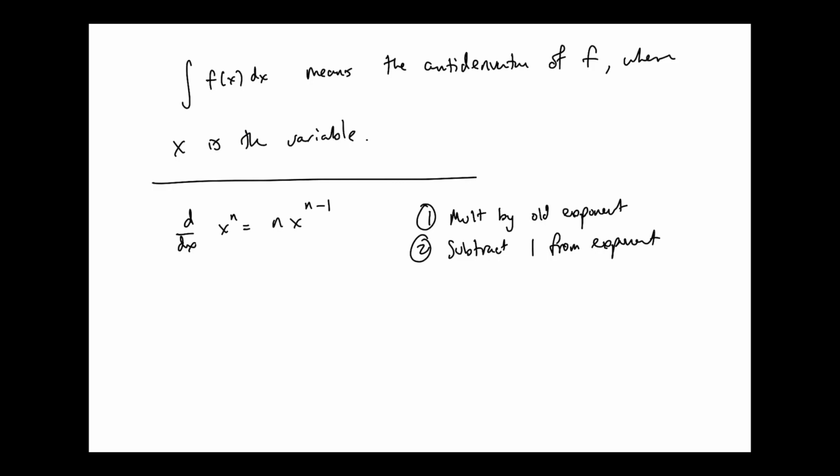Well, what's the opposite of multiplying by the old exponent? Dividing by some sort of exponent. Now, I was very careful here to write old. What's the opposite of old? New. So divide by the new exponent, and then what's the opposite of subtracting 1 from the exponent? Adding 1 to the exponent. So if I want to do this, what should my steps be?